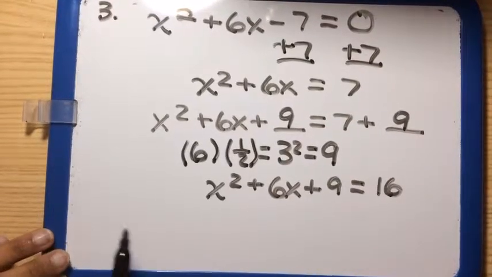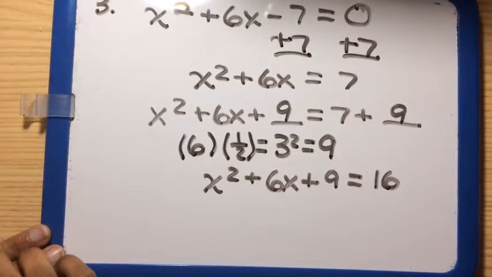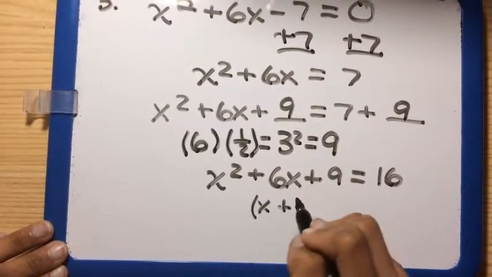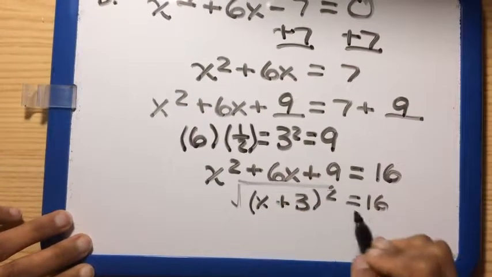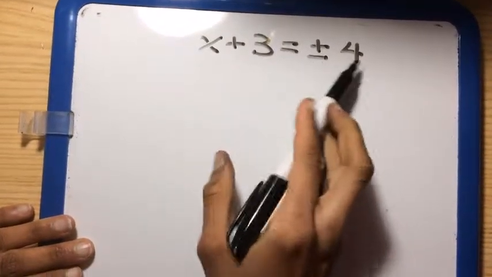Now we can factor. We know 3 times 3 is equal to 9, and 3 plus 3 is equal to 6. So we're going to write x plus 3 squared is equal to 16. Now we're going to take the square root of both sides. We get x plus 3 is equal to positive or negative 4.